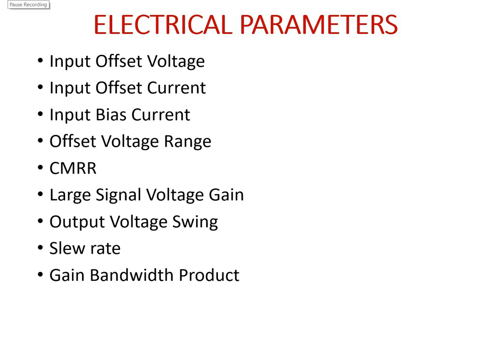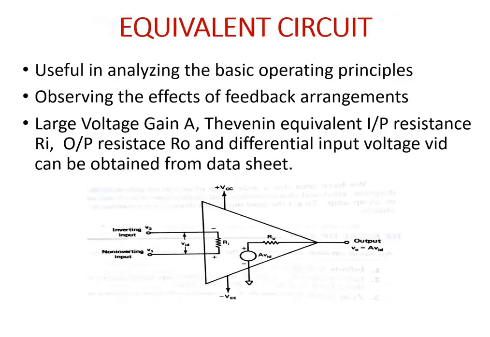Gain bandwidth product is the bandwidth of the operational amplifier when the voltage gain is unity, that is 1. It should be as large as possible.